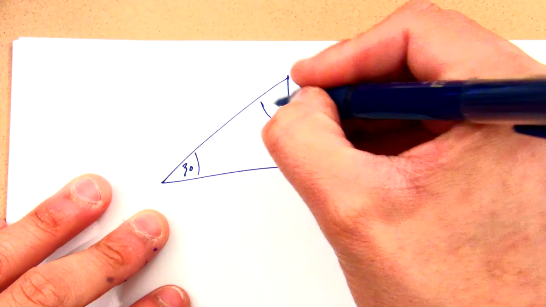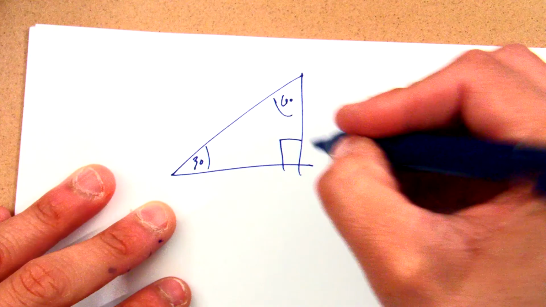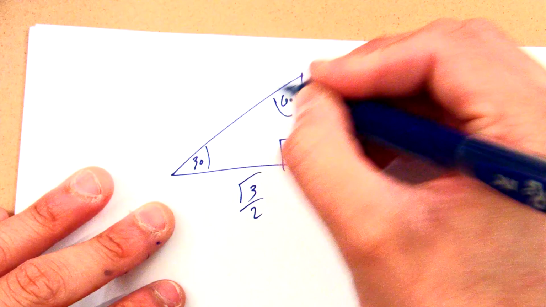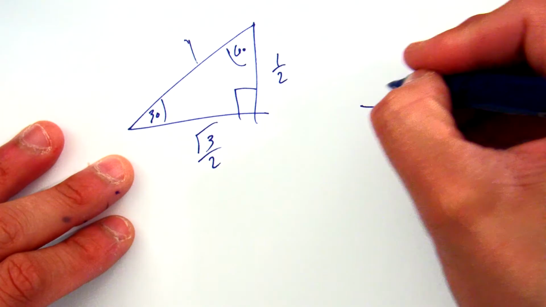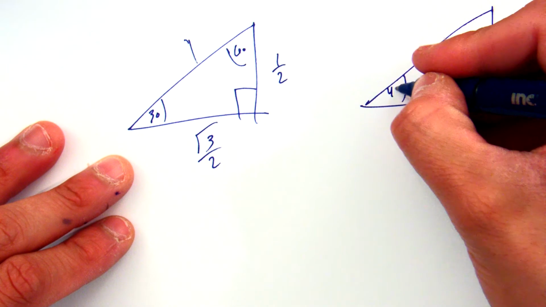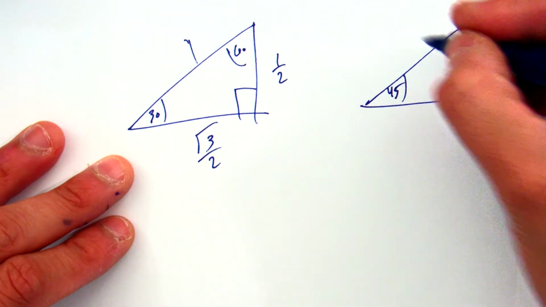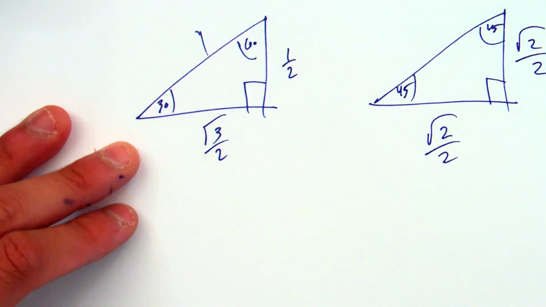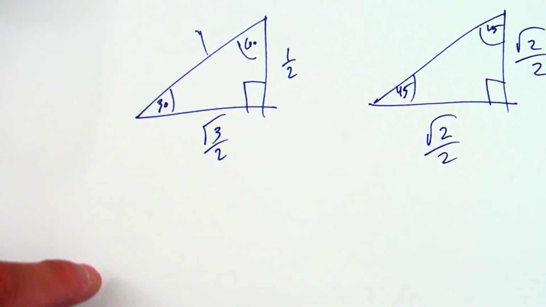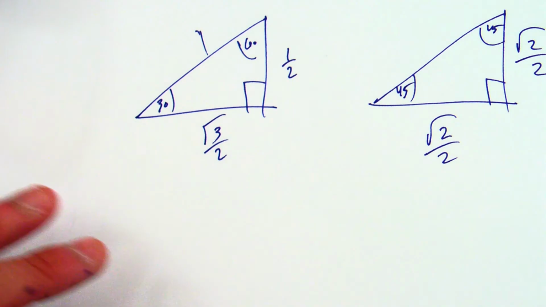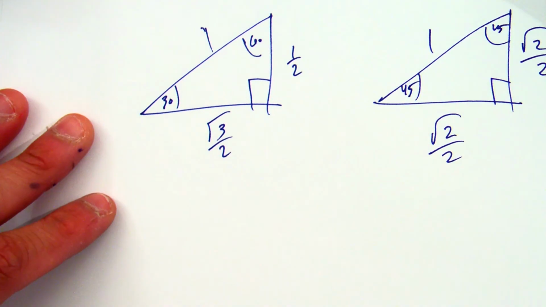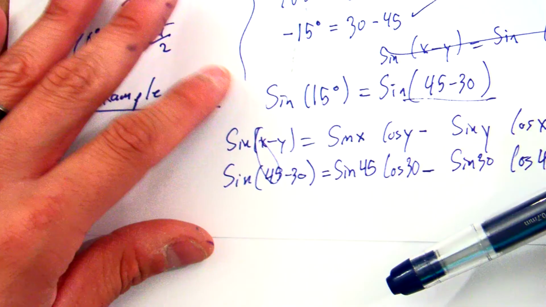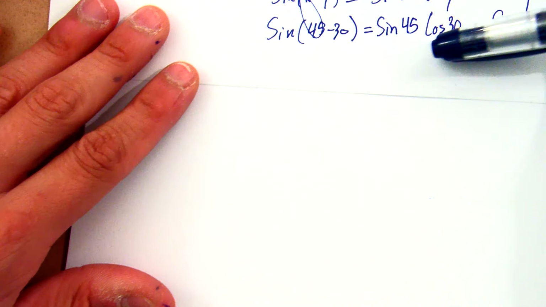30, 60, 90. What's across from 30? 1/2. This is root 3 over 2 and 1, right? What about 45, 45, 90? What is this? Root 2 over 2, right? There you go. Okay, so we're just going to use these. Ready? Oh, this is 1. Okay? So now, hopefully, you won't need it, but we're just going to use it anyways. Okay? Alright.